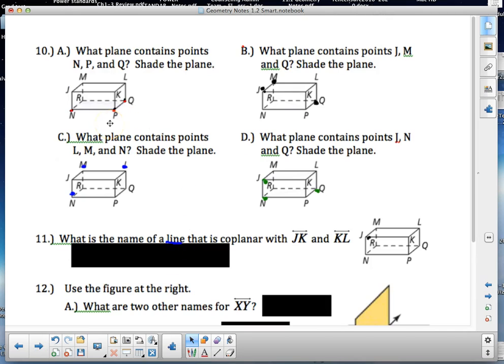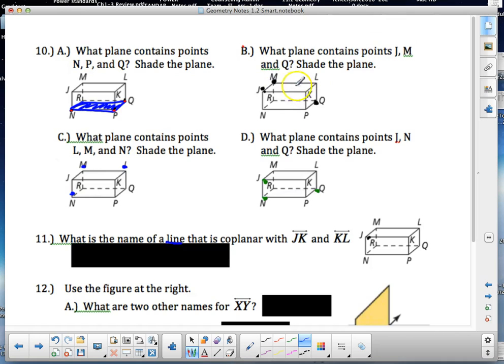Now we've got a few other examples, some sketching examples here. What plane contains points N, P, and Q? Shade the plane. Well, N, P, and Q is right here. This is my shaded plane. So I just find the 3 points and I try to make it happen. Well, let's get a pen here, get a blue one here.